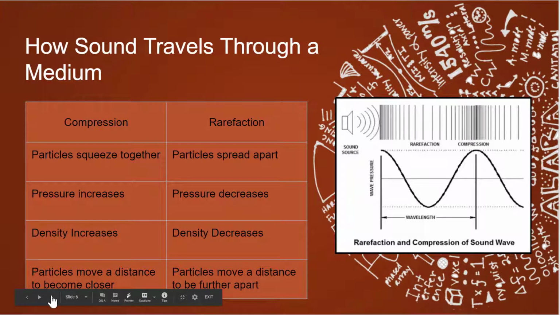So again, knowing the difference between compression and rarefaction, what's happening to the particles as that sound wave propagates through the medium, will just help you to visualize what's happening. Why are we calling this a higher area of density, or why is there more pressure in this area? That's because more particles are there. I think that just helps to visually think about it that way.